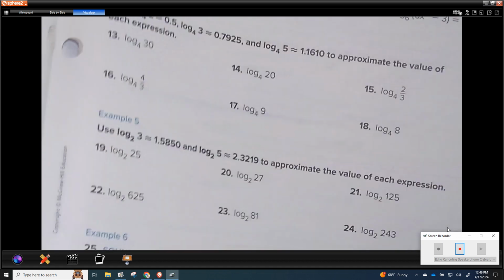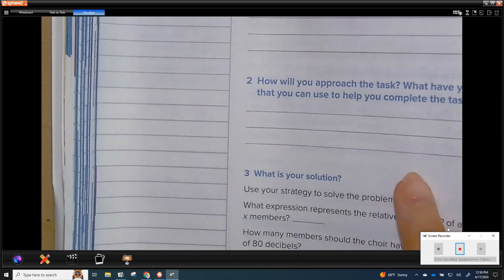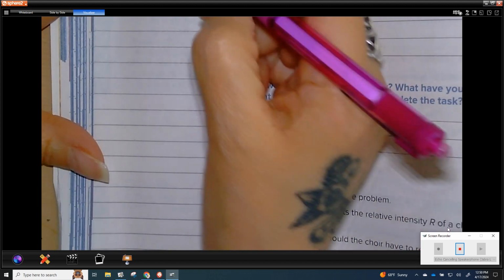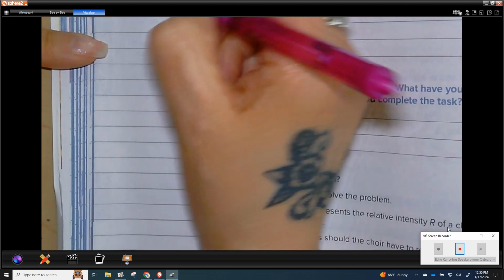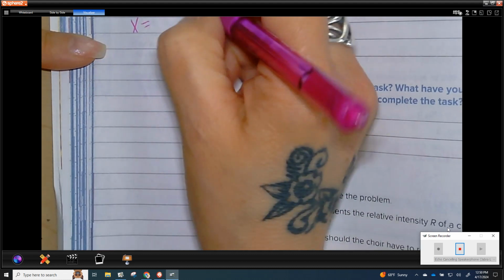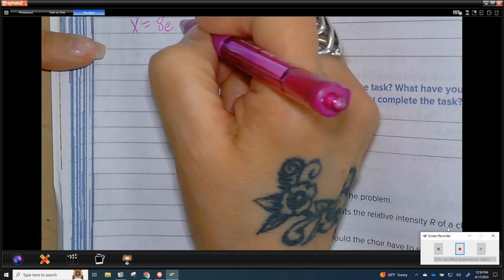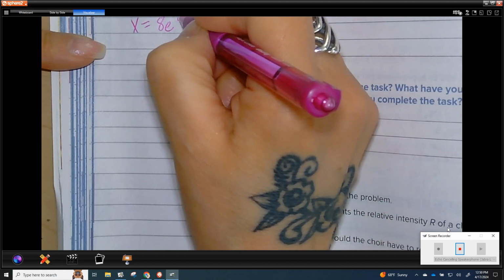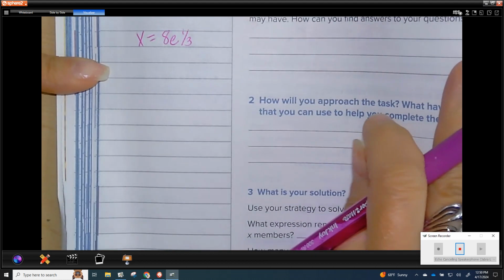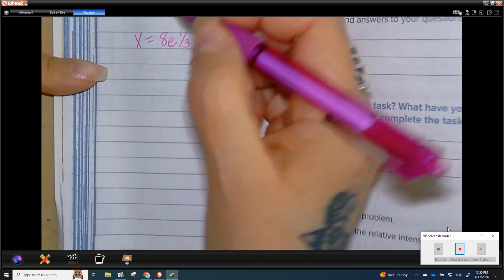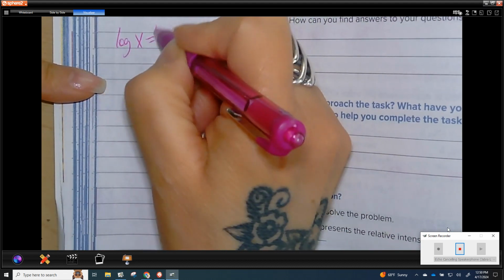The next page, I just want to expand and condense logs, show you how to do it. That was really quick. But I want to show you another thing too. So if I have x equals 8e times 1/3, I know you usually don't write them like that. You write 8 times 1/3 times e. But just like taking away the log, you could write log in front of both.